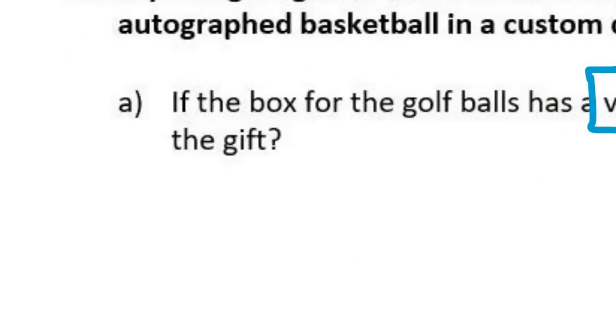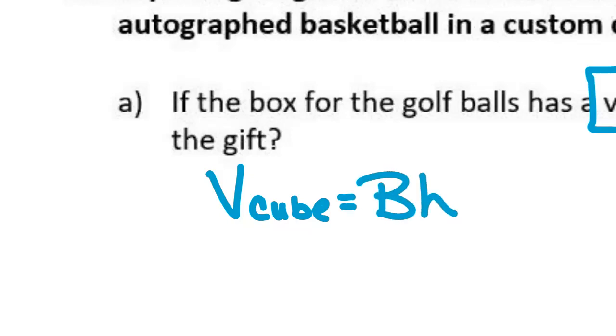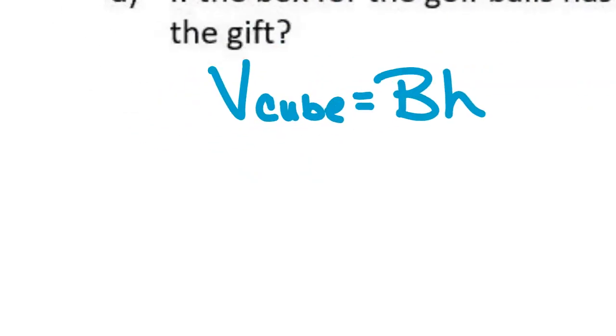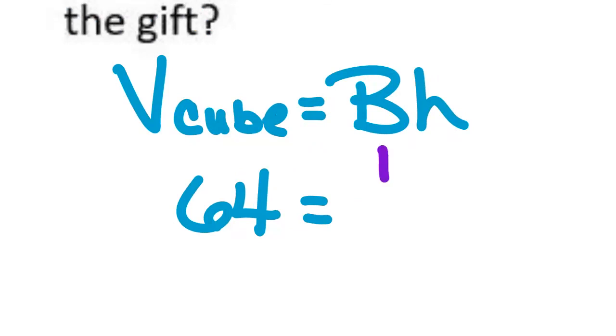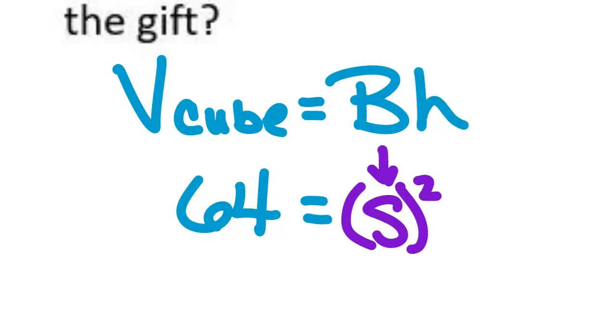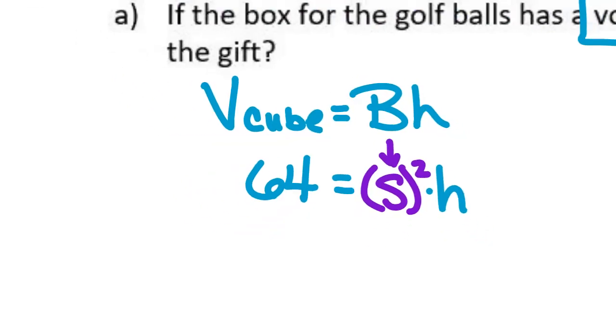A cube would be a sphere, cone, cylinder, pyramid, or prism? A prism. So the volume of the cube would be area of the base times the height. We know the volume of the cube, that's 64 cubic inches. What shape would the base of this cube be? A square. How do you find the area of a square? Side squared. So side squared times the height.